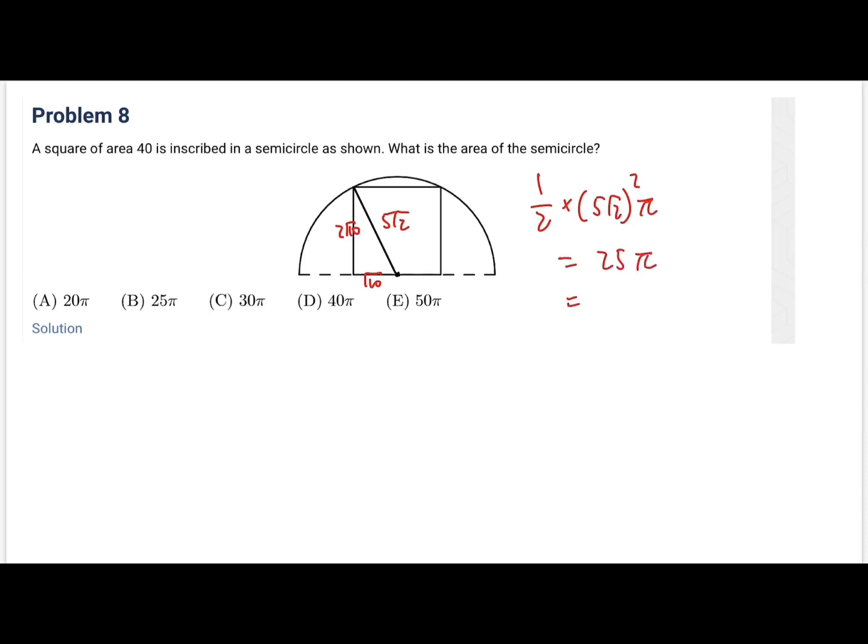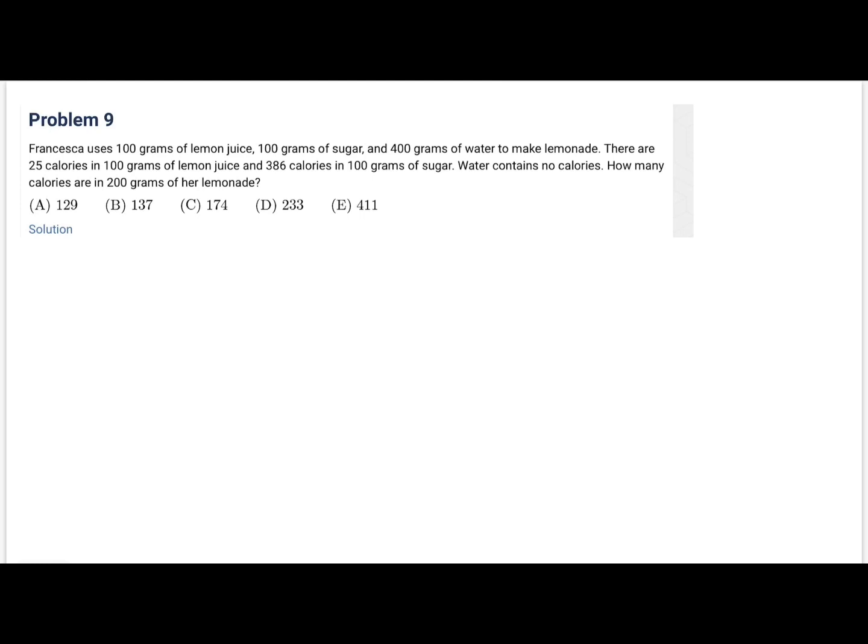So it's 25 pi, so it's B. And problem number 9, Francesca uses 100 grams of lemon juice, 100 grams of sugar, and 400 grams of water to make lemonade.